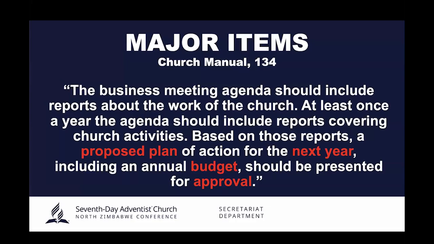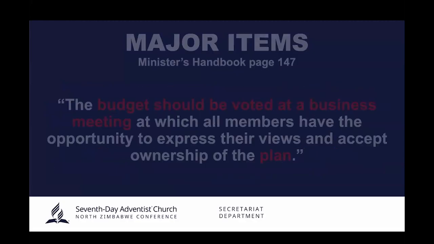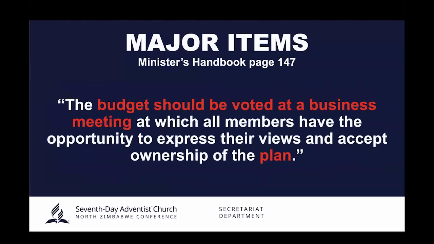And this is done the previous year in preparation for the next year. According to the manual, we don't vote the plan or calendar and budget in the year that we are actually implementing that budget year. So we do it previously. Then the budget should be voted at a business meeting at which all members have the opportunity to express their views and accept ownership of the plan. So you have two things that are happening here.